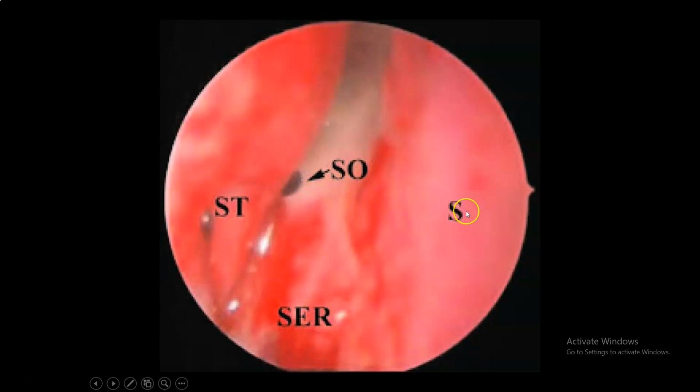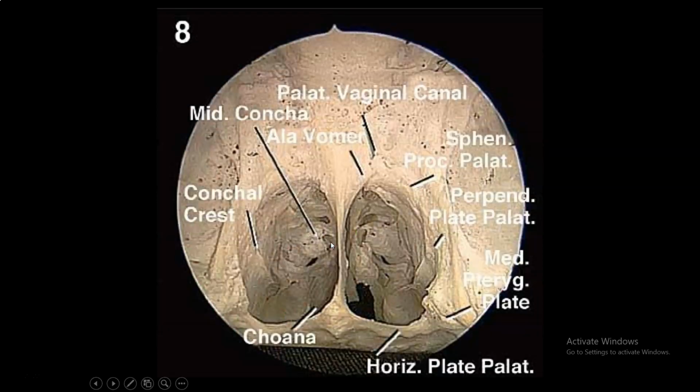Another view: we are on the right side, superior turbinate, medial to the posterior wall of the superior turbinate is the sphenoid ostium, and you open this ostium to reach the sphenoid face. And this is the choana, the posterior nasal opening. What is it made of? It's made medially by the nasal septum, inferiorly by the palatine bone, and laterally by the medial pterygoid plate.